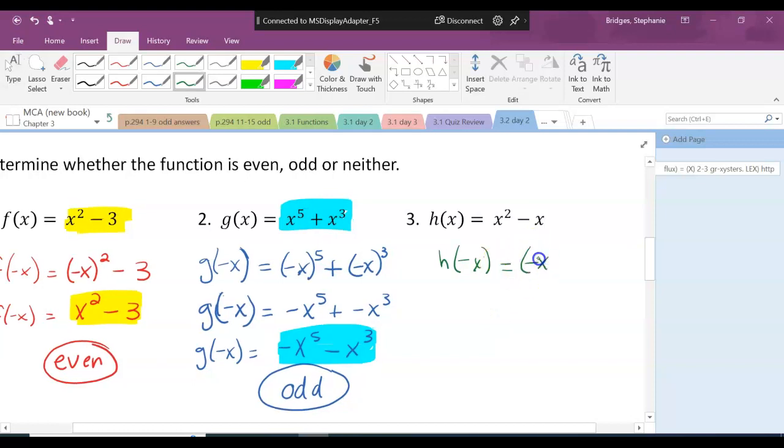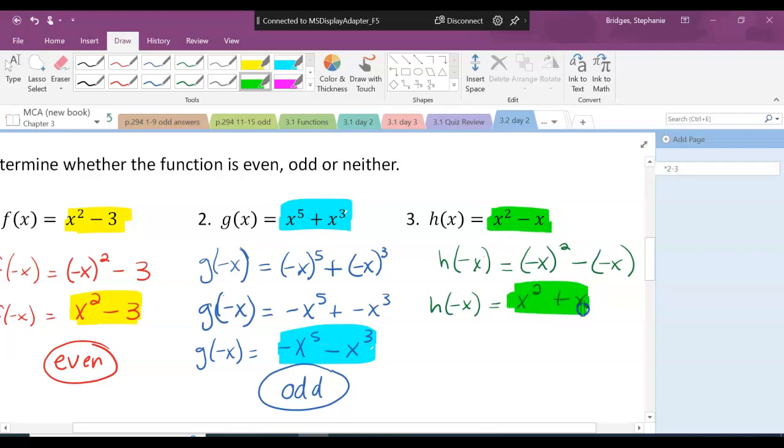So I'm going to do a negative x squared minus a negative x. If I square a negative, what does it turn? Positive. And then if I subtract a negative, it also turns positive. So I want you to compare the original to the new one. Is it exactly the same? No. Did all of my signs change? No. One of them did, but that doesn't help me determine even or odd. It tells me that it is neither. Okay, so that's how we do these things.